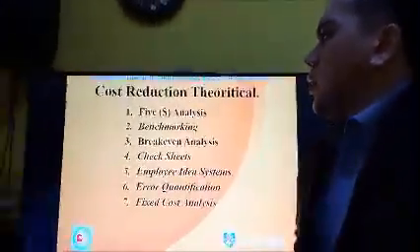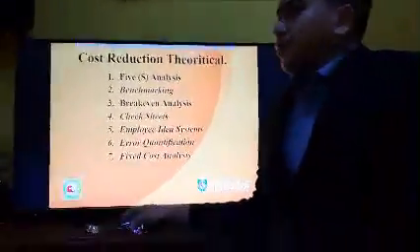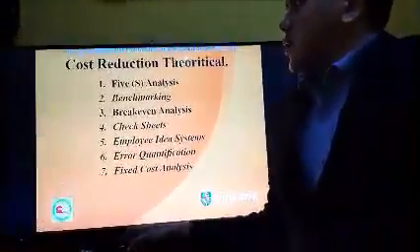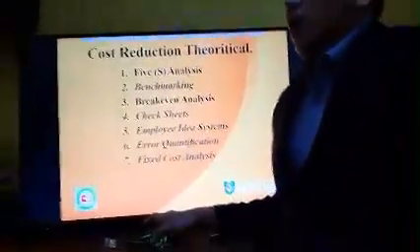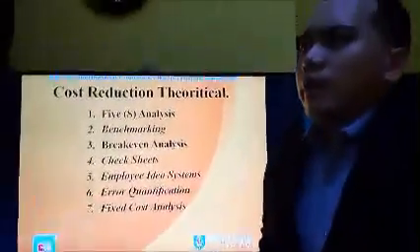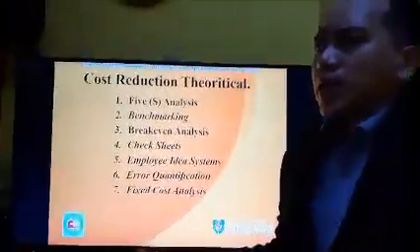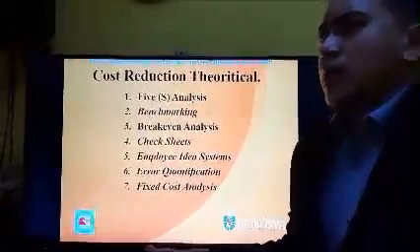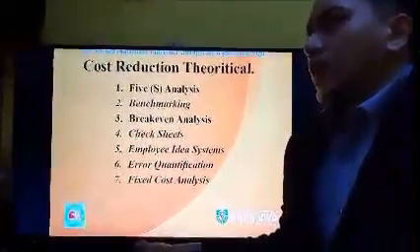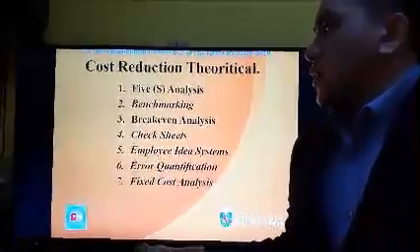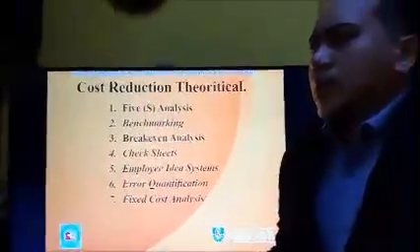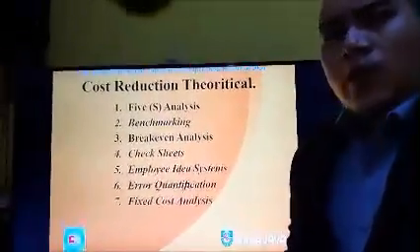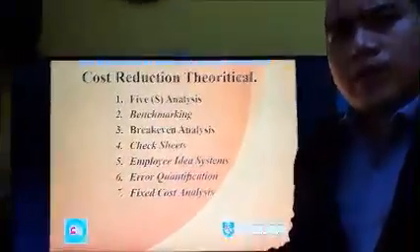we go into the cost reduction theoretical. So here the first mindset is the 5S analysis. So we must know what the 5S is. 5S means Seiri, Seiton, Seiso, Seiketsu, Shitsuke in the Japanese mindset. These are very important for the production and for the company, so it can increase the production capacity and production profit.